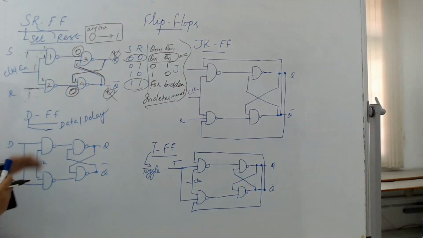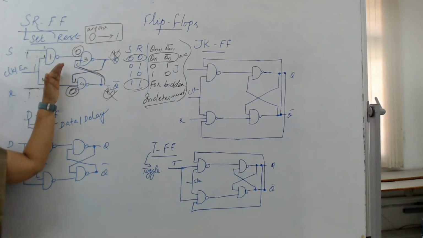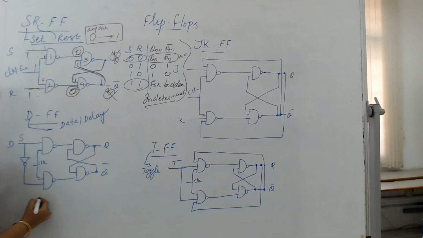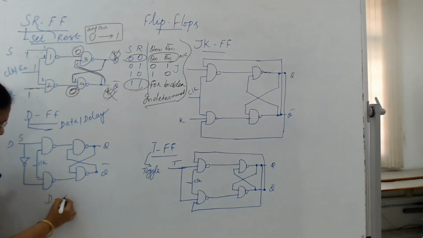The same thing, so we can modify the SR flip-flop into a D flip-flop. The only thing we have to do is, the input of S is inverted and we are giving it to R. So the D value may be either 0 or the D value may be either 1.